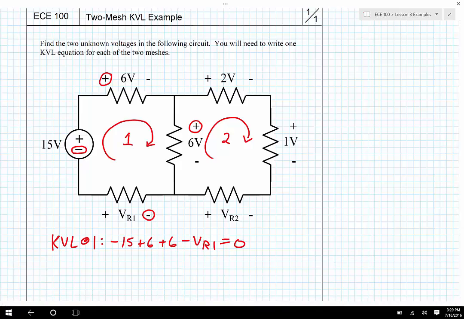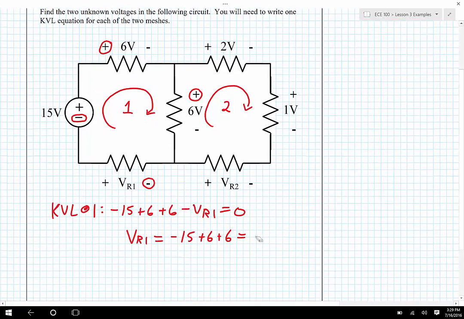There's only one unknown in that equation, so I'm going to go ahead and write VR1 is equal to negative 15 plus 6 plus 6. And so therefore, VR1 is equal to negative 3 volts. It's negative, which just simply means that when VR1 was drawn in the first place, it was drawn backwards. And so we just now know that it should have been positive on the right and negative on the left.